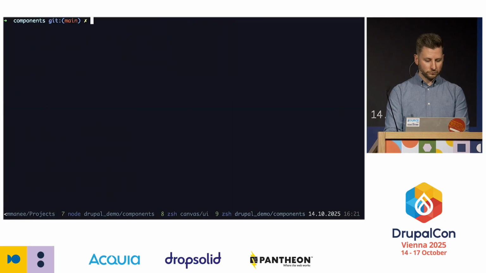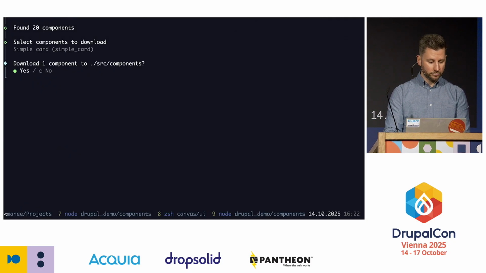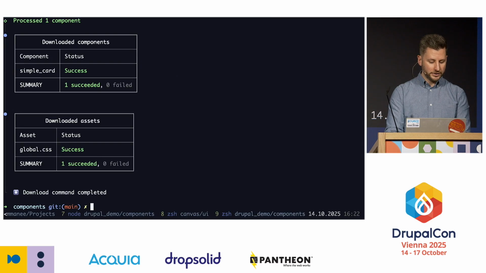And I would like to download it to my code base. So this is the Canvas CLI tool in action. I'm going to just hit download. And these are all the components that you saw in Canvas before. I can now synchronize them to my local code base. And if I hit simple cart here, I'm going to download it. And it downloaded it for me.